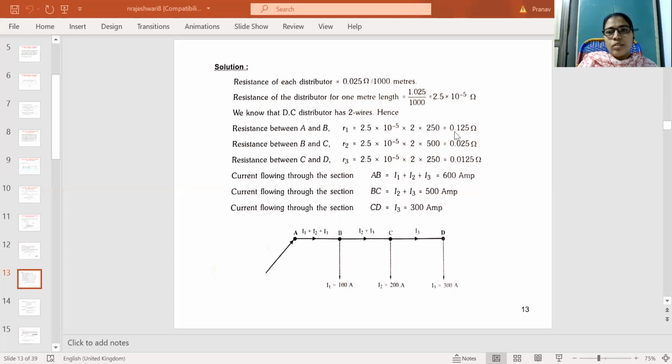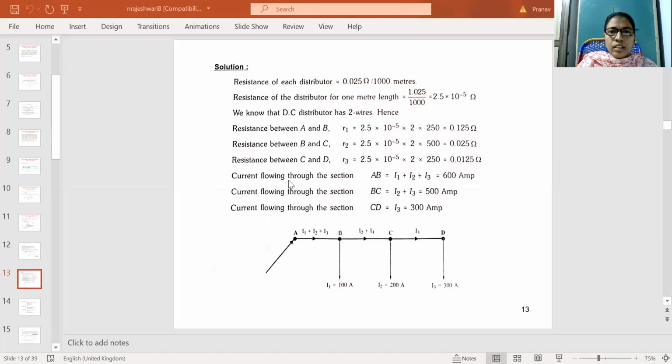So 0.0125 ohms is the resistance in AB, and the resistance between BC is R2, equal to 2.5 into 10 to the power of minus 5 into 2 into 500, which is given by 0.025 ohms. The resistance between C and D is R3, so 2.5 into 10 power minus 5 into 2 into 250, which is given as 0.0125 ohms.